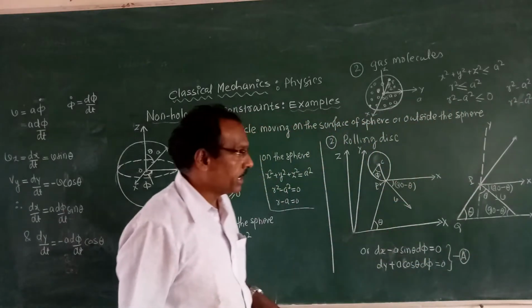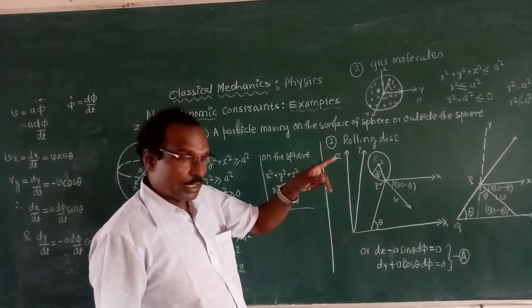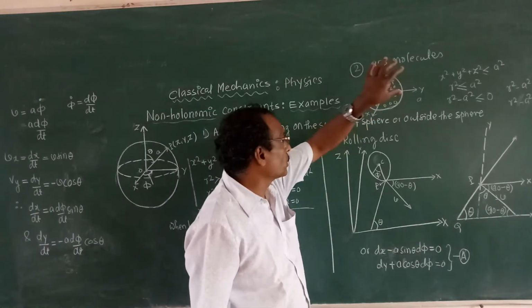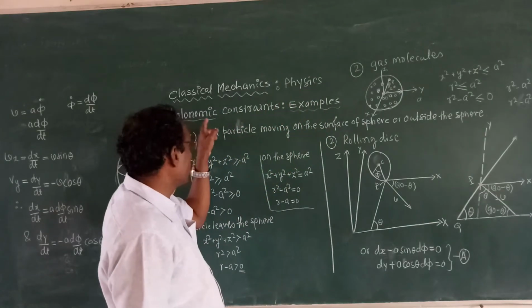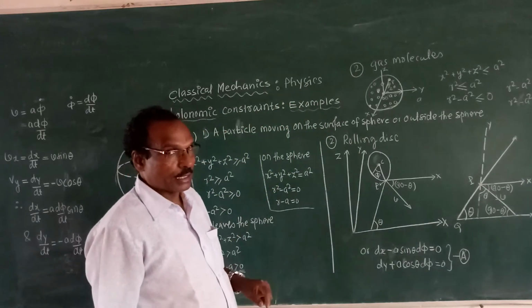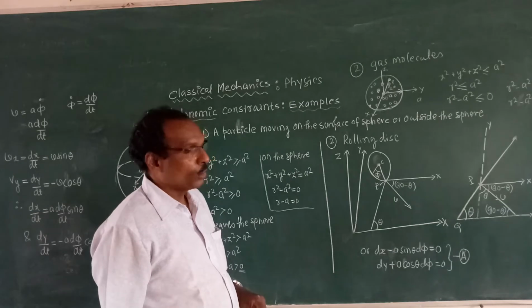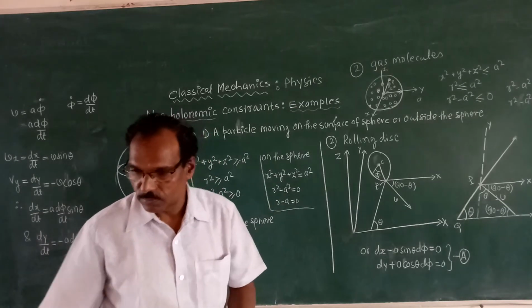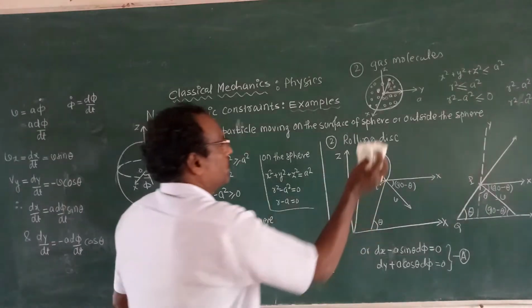There are two possibilities, an inequality. So this example belongs to a holonomic system, and the constraints are holonomic constraints. This is the second example which we have here.